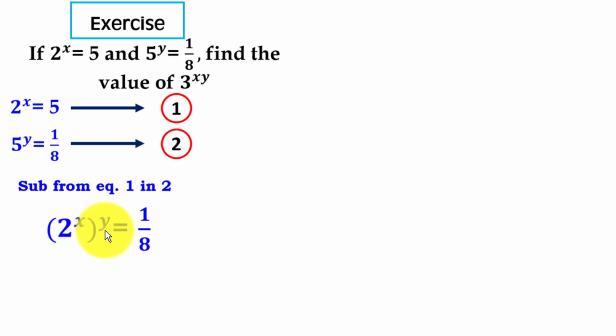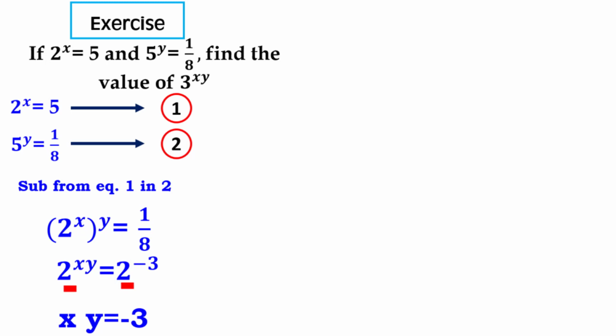Now we have two exponents or two powers, x and y. Now we can multiply x times y to get just one power. We have here 2 raised to the power x times y equals 1 over 8. We can write it as 2 raised to the power negative 3, as we studied before. Now we have the same bases, okay? Now the two powers are equal. So x times y equals negative 3.